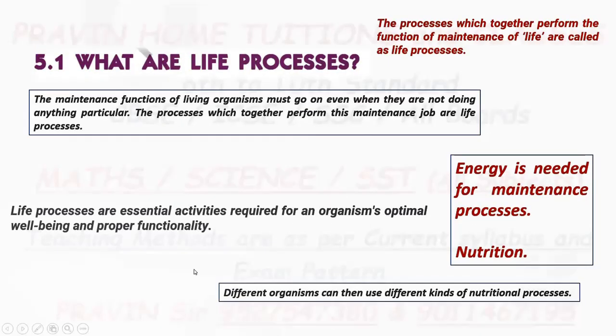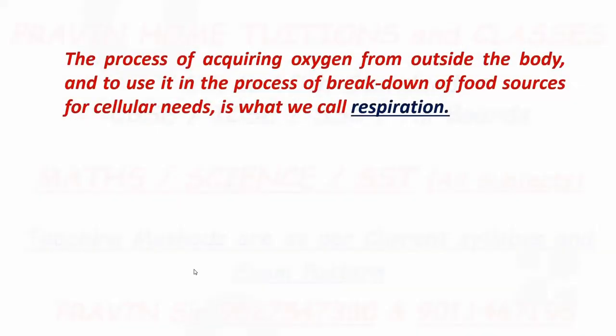First, nutrition. Nutrition means energy is needed for the maintenance process. First thing, energy is needed, and energy we get from the nutrition process. And nutrition means digestion of the food we eat. Second process is respiration, breathing. Breathing is just part of respiration.